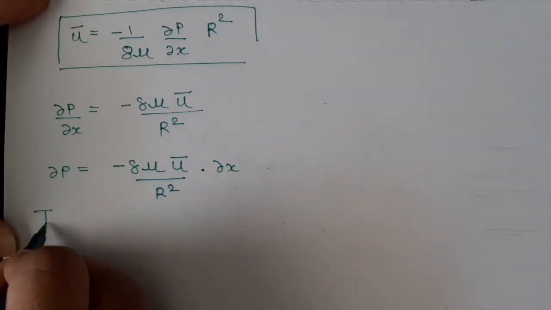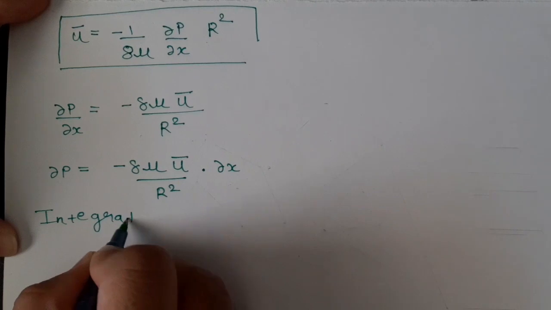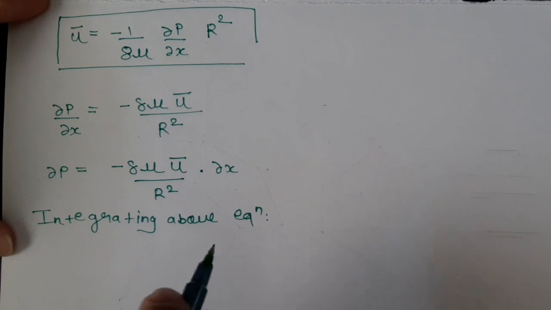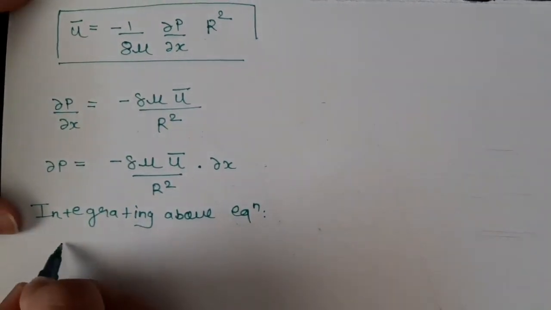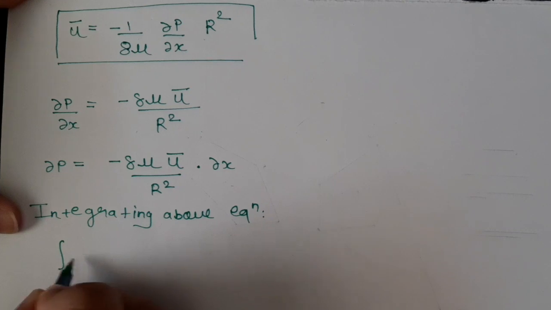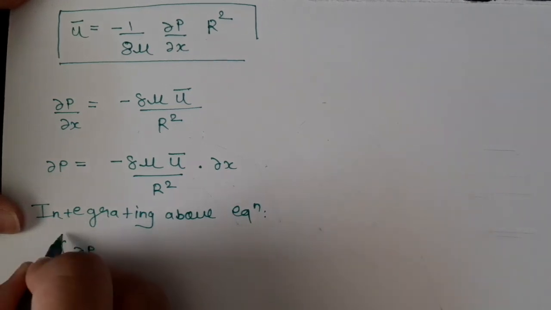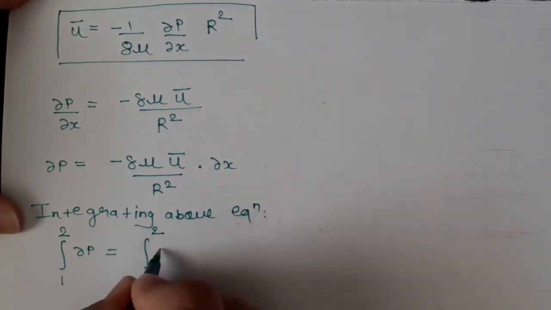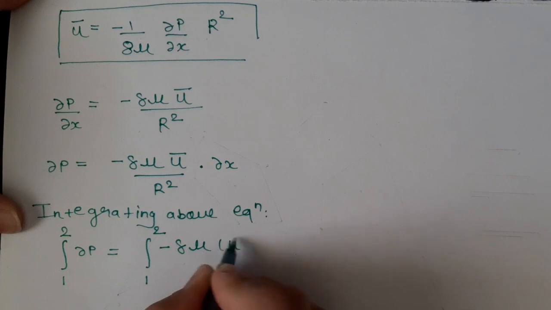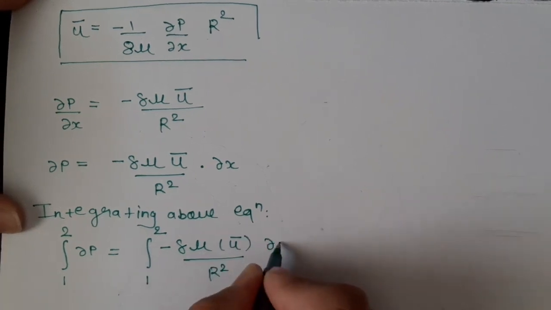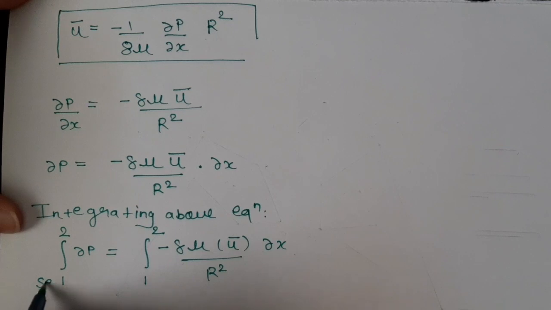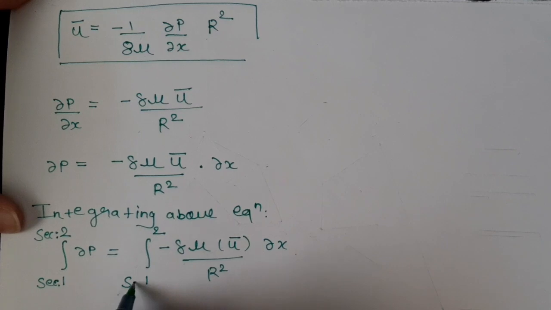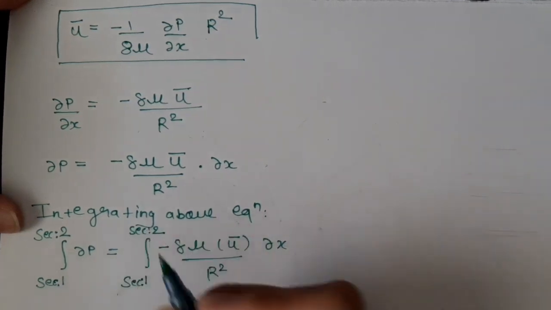Now integrating the above equation from section 1 to section 2, it will be integration of del P from section 1 to 2 equals integration from section 1 to 2 of minus 8 mu U bar upon R square into del X. This 1 to 2 represents the sections, not the numbers, so don't put 1 and 2 directly after integration.